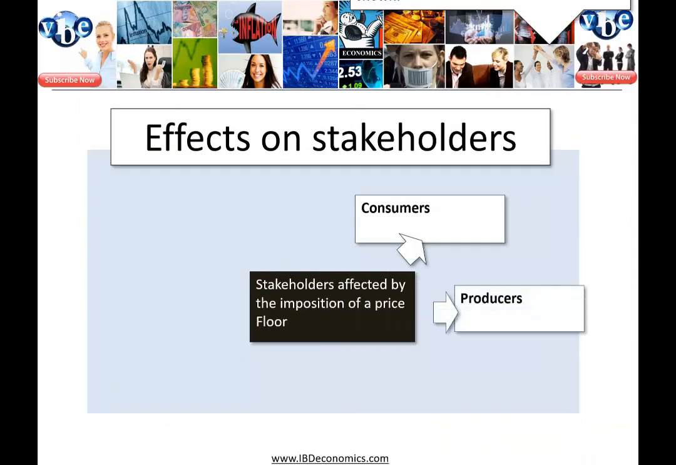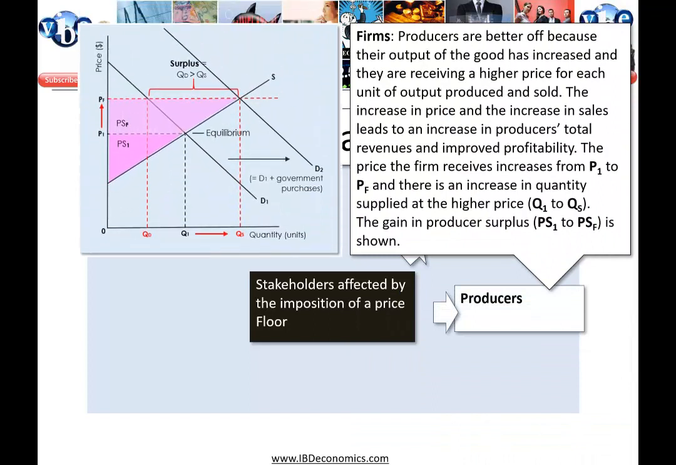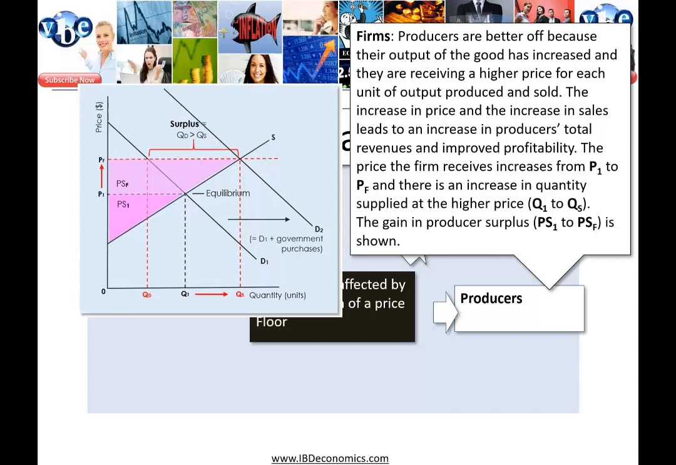Producers are very happy. They're better off because the output of the good has increased, so they're supplying more and they're receiving a higher price for each unit of output being produced and sold. That increase in price and the increase in sales lead to an increase in producers' total revenues, and they have improved profitability. The price the firm receives increases from P1 to PF, and there is an increase in quantity supplied at the higher price, Q1 to QS. The gain in consumer and producer surplus, PS1 to PSF, is shown there.